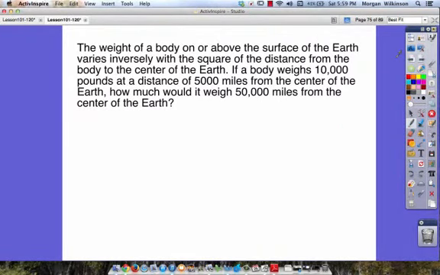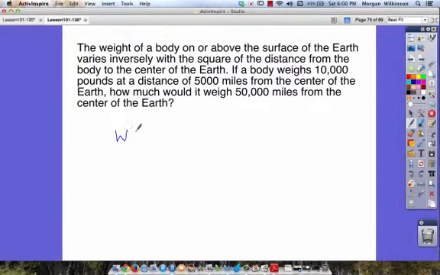The weight of a body on or above the surface of the Earth varies inversely with the square of the distance from the body to the center of the Earth. If a body weighs 10,000 pounds at a distance of 5,000 miles from the center of the Earth, how much would it weigh 50,000 miles from the center of the Earth? So this one, it says it varies inversely. So we must have division. As one thing goes up, the other thing goes down.